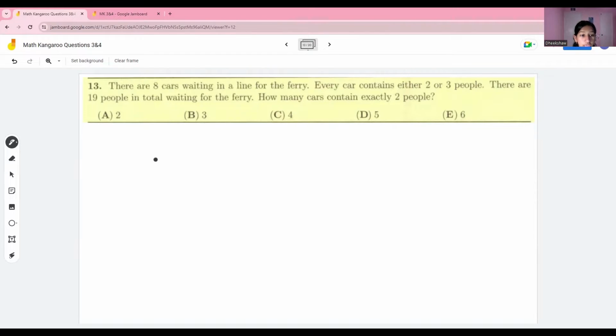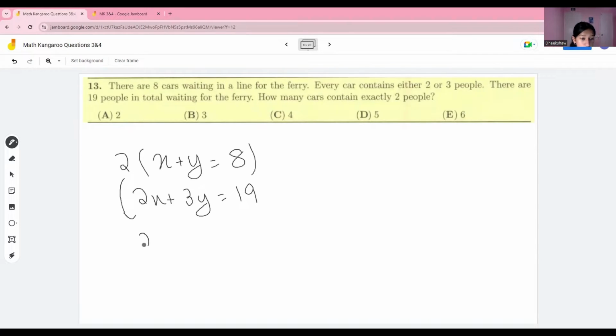One equation is x plus y is equal to 8. So 8 total cars, we're setting up the equation to equal 8. The other equation will be 2x plus 3y is equal to 19. Now that we set up the equation, let's solve for it. So we multiply this entire thing by 2. So that would give us 2x plus 2y is equal to 16. 2x, I'm rewriting this over here, by the way.